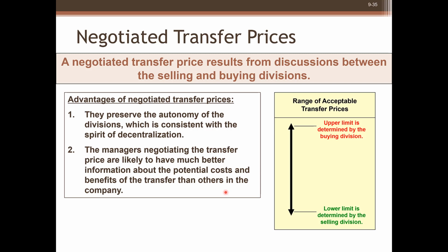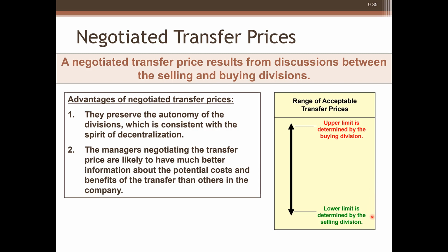Second, it acknowledges that the managers negotiating the transfer prices are likely to have much better information about potential costs and benefits of the transfer than others in the company. Generally speaking, two division managers will agree to transfer of products or services only if the transfer price falls within a range of acceptable transfer prices, which increase both the buyer's and the seller's profits.